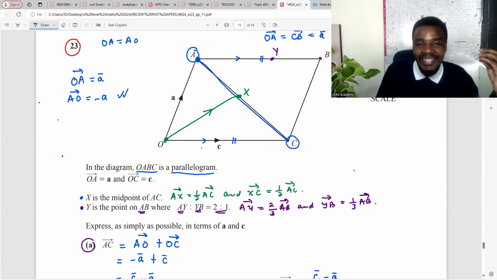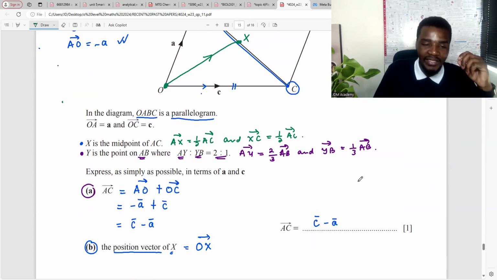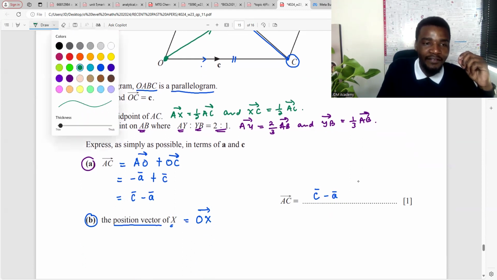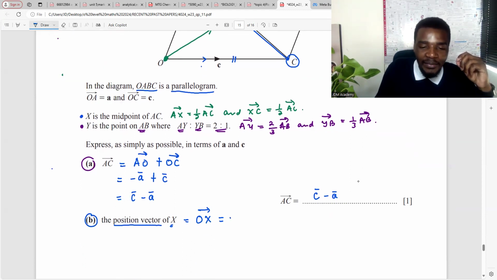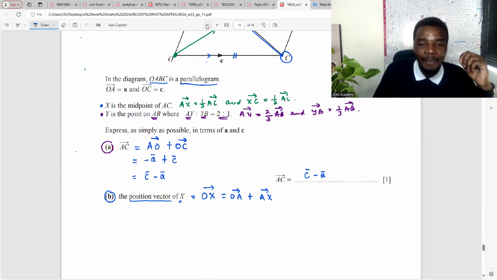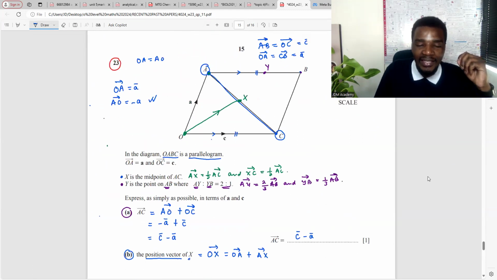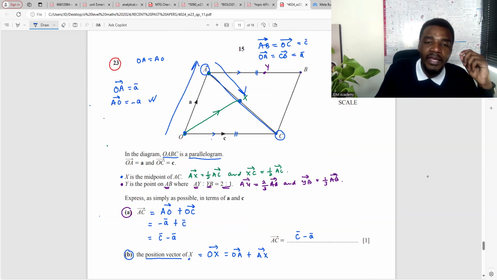So let's identify the journey. For us to move from O to X, the best way we can do, let's take a route from O to A, and then from A we go to X. So what is vector OX? The vector OX is basically equivalent to vector OA plus vector AX. As you see here, if you want to move from O to X, you can take this route from O to A and then from A to X.